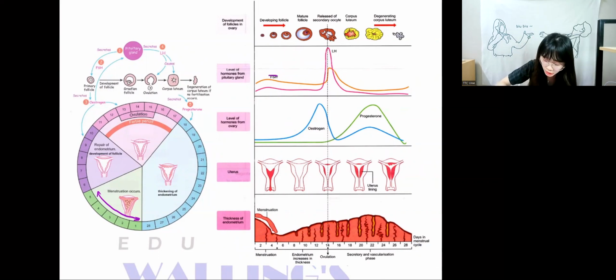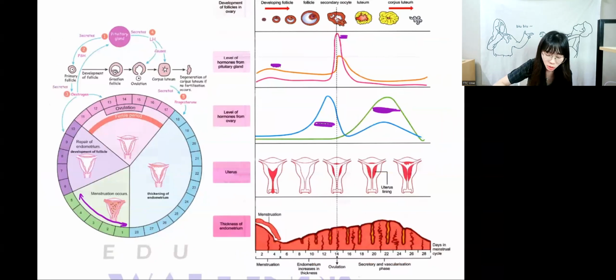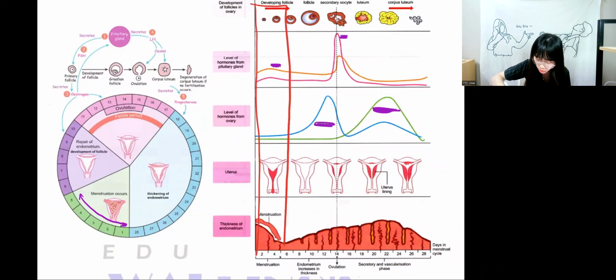Remember, it's 28 days. So when we look at this, in the exam, they will not give you the labels of the hormones. Imagine I just cancel this off. Now how do we know which hormone is first? Day 0 to day 5. Let's look at day 0 to day 5.